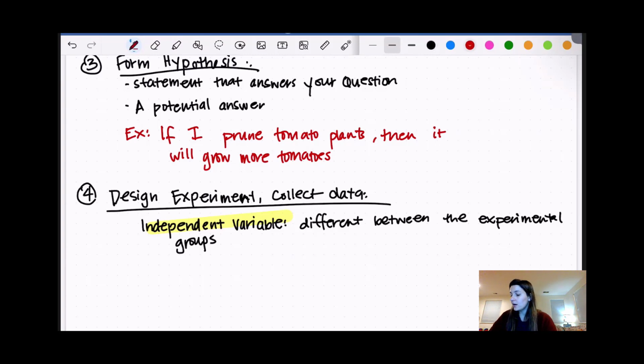So in our example of tomato plants, this would be pruning versus not pruning. So in one group we would prune those plants, and the other group we would not prune those plants to see if pruning the plants makes a difference. So this would be pruning or not pruning.